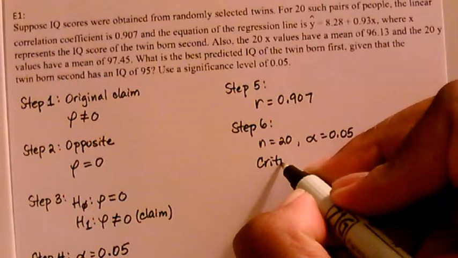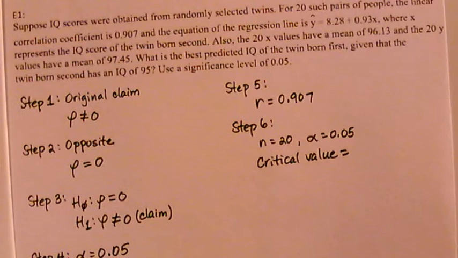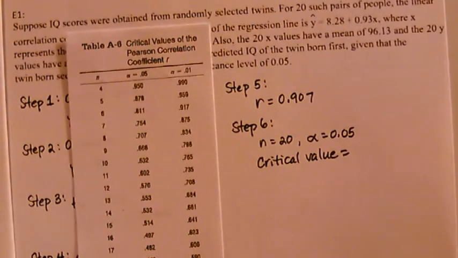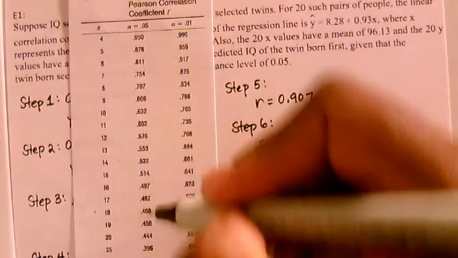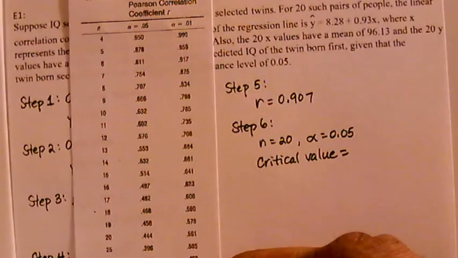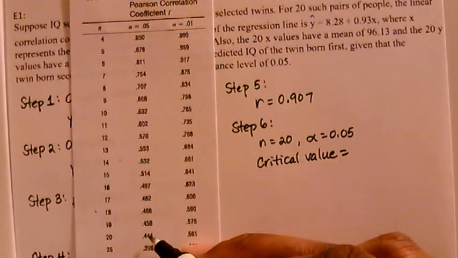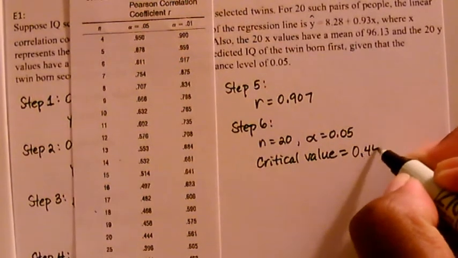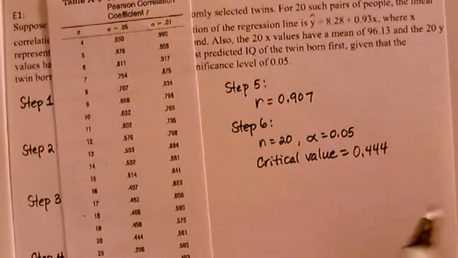So to find the critical value, that's where we use that table of critical values of the Pearson correlation coefficient. So in this case, 0.05 is this column right here, and we go down to 20, which is here, 20, and a 0.05 level of significance will be 0.444. So the critical value there is going to be 0.444.